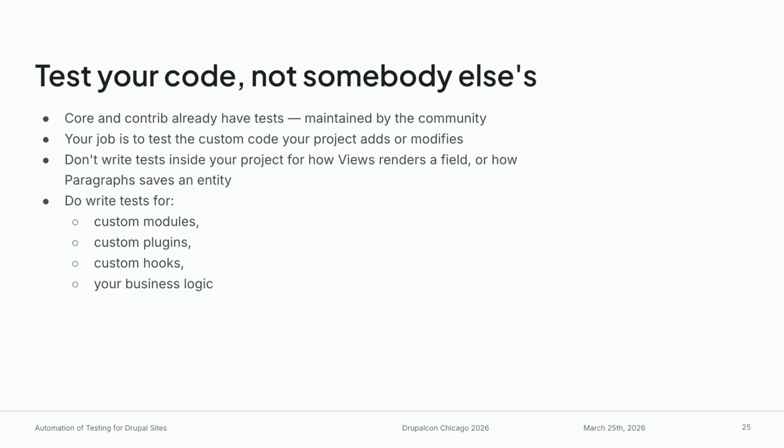Why? We do not need to test Drupal core. Core has its own tests. Contrib, same thing. They have their own tests. The community already does all of that. And if they don't, then that's a problem for the issue queue that we can help on, but it shouldn't live inside of our own project. What we are responsible for is the code that our team writes. So our custom modules, our custom plugins, the business logic that we create. Because that's the thing that doesn't really have a safety net. So that's what we need to work with.